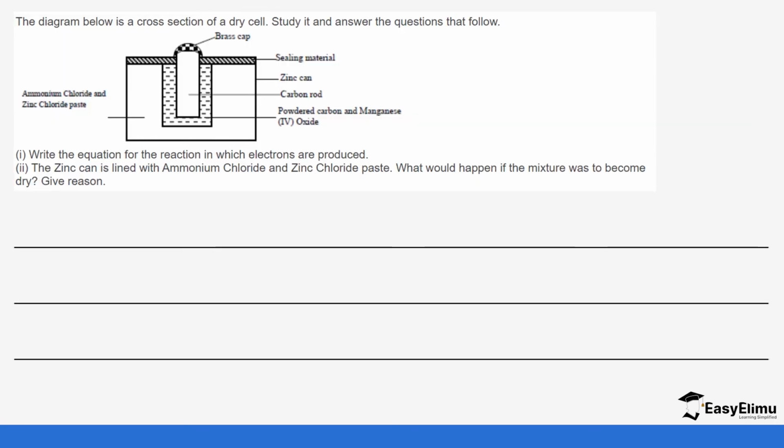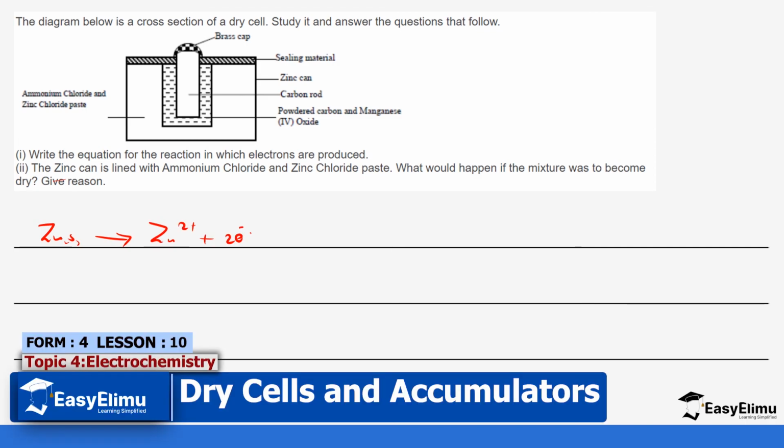And so we are left with this one question that will help us to conclude the session. Diagram below shows a cross-section of a dry cell. Study it and answer questions that follow. So we have the brass cap, we have the zinc can, the sealing material, we have the powdered manganese oxide, and we have the ammonium chloride and zinc chloride. So write an equation reaction in which electrons are produced. So we know that zinc solid dissociates to form zinc ions, plus 2 electrons are given off, and those are the ones that travel to the cathode.